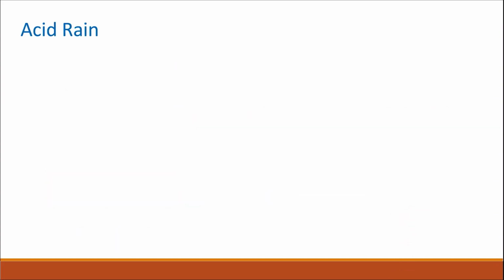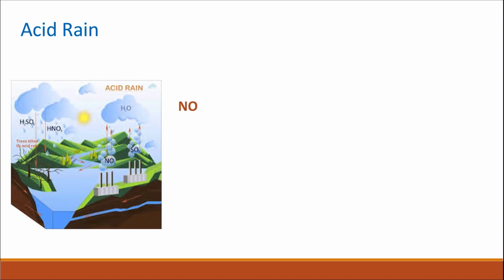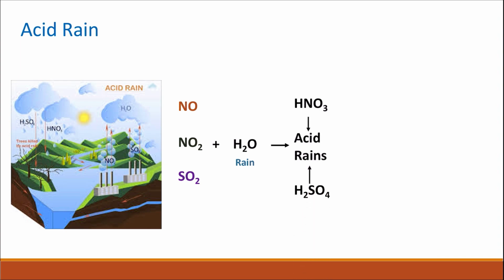Acid rain is one of the main problems that comes from the use of hydrocarbons as a source of fuel. Acid rain is caused by the different oxides that are produced, like nitrogen oxide, nitrogen dioxide, and sulfur dioxide. When the rain falls, these oxides will dissolve in the water from the rain, and they will give you nitric acid and sulfuric acid, and this acid will cause the acid rain.